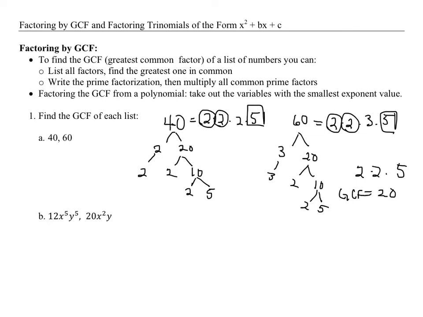Now let's try this next one. Well, we need the greatest common factor between 12 and 20. And since the numbers are pretty small, we know that it is 4. And if we look at the x's, the smaller exponent would be x squared. We're going to write that down. And the smallest exponent on the y is just y, or y to the first. So that's the greatest common factor.